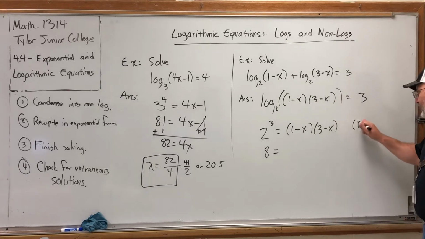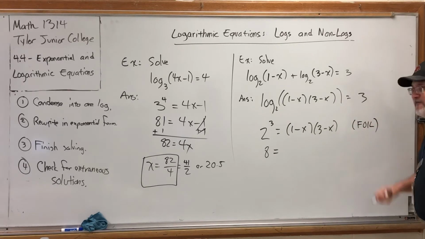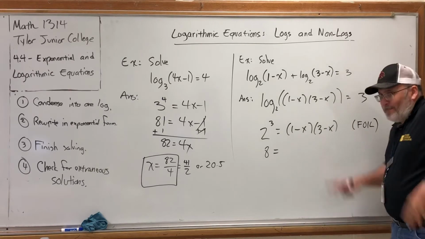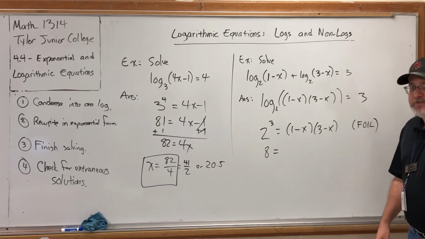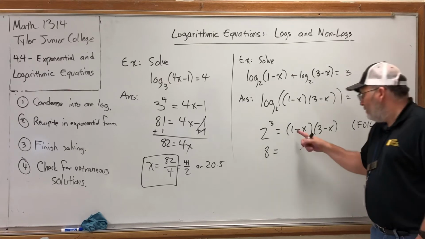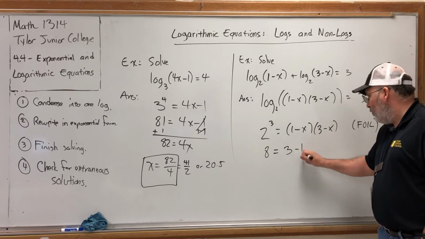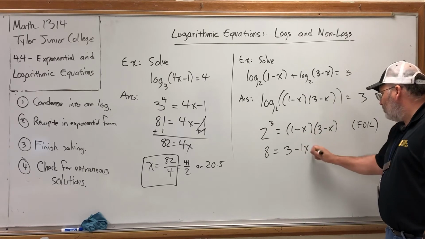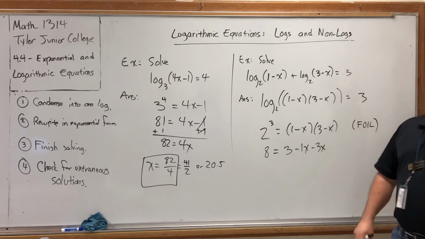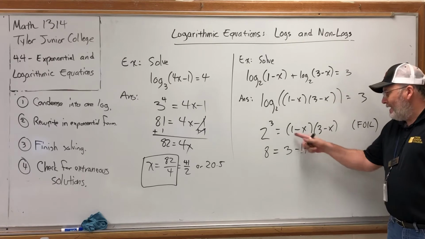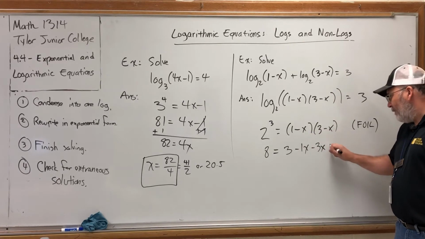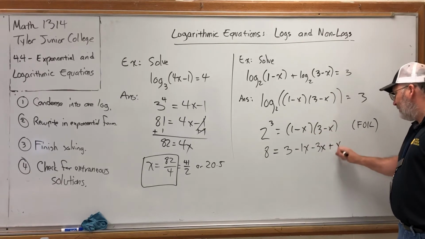In other words, I need to distribute, multiply, or FOIL, whatever you want to call it. The fact that the binomials look backwards is completely irrelevant. Just be very careful and watch your signs. 1 times 3 is 3. 1 times negative x is negative 1x. Negative x times 3 is negative 3x. And here's where people make the mistake. Negative x times negative x, first off, is positive, and then x times x is x squared.